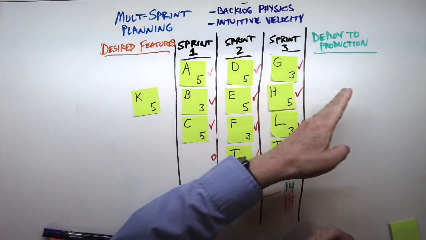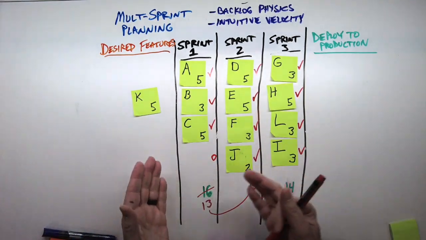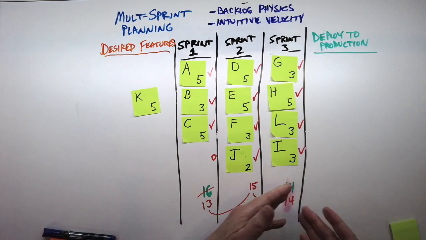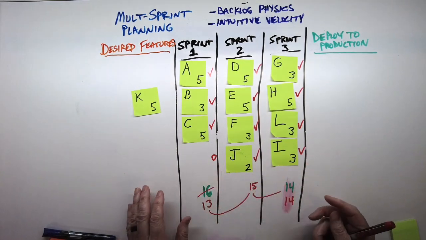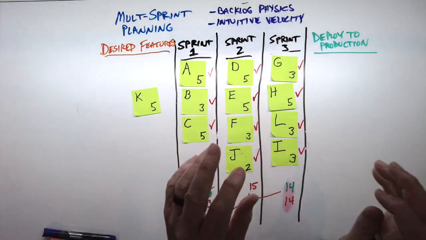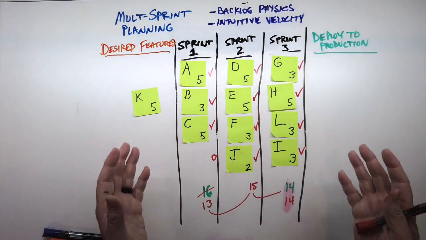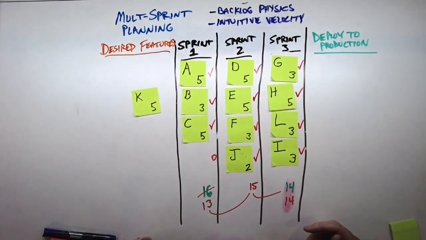And now all of these items can be deployed to production, but K is not going to make it to that date because we are using the actual data of what we could get done and adjusting our plan as we went to adjust for what can fit and what can actually get done to get deployed. And that's a little example of multi-sprint planning.